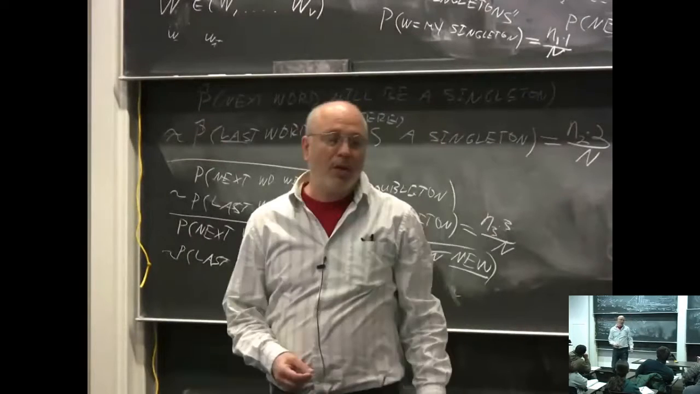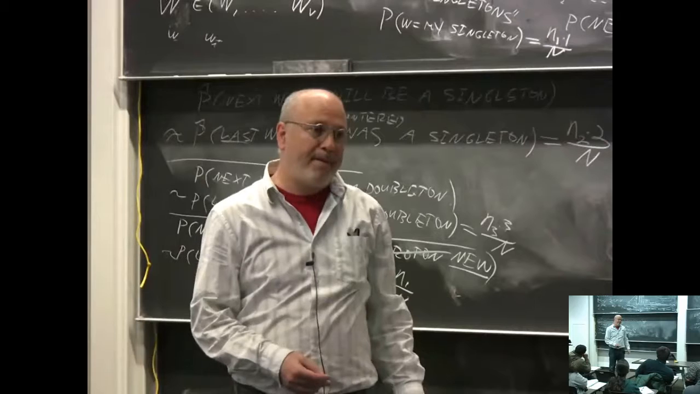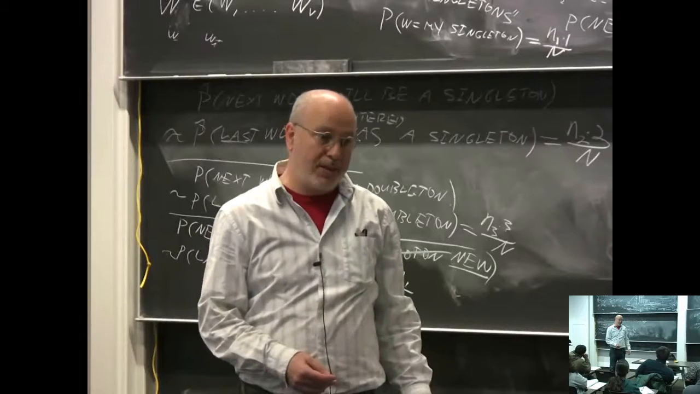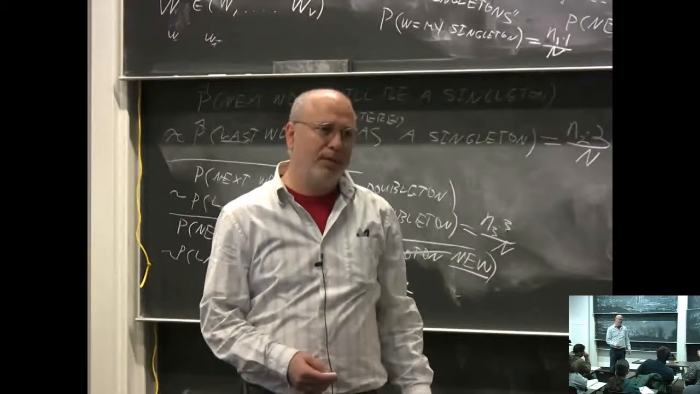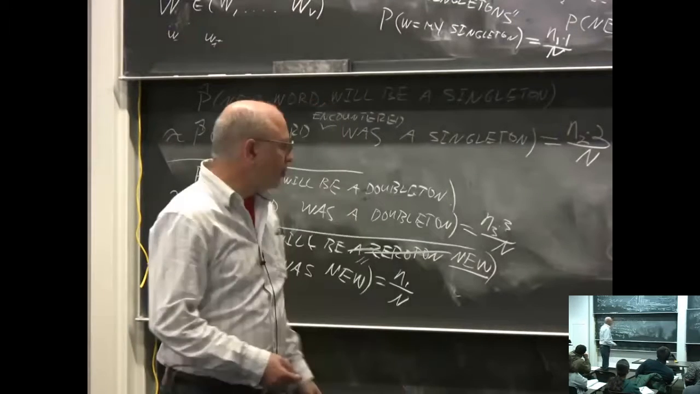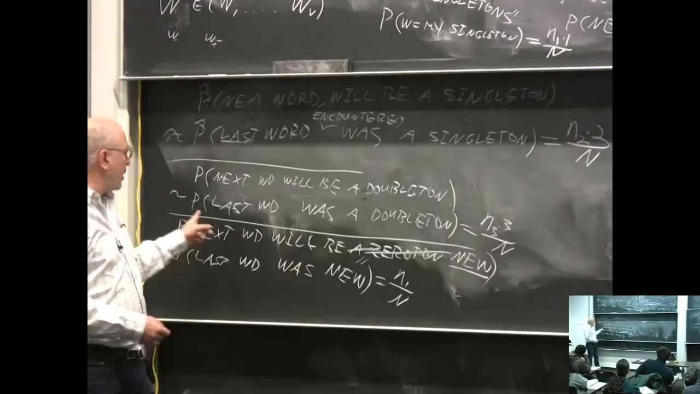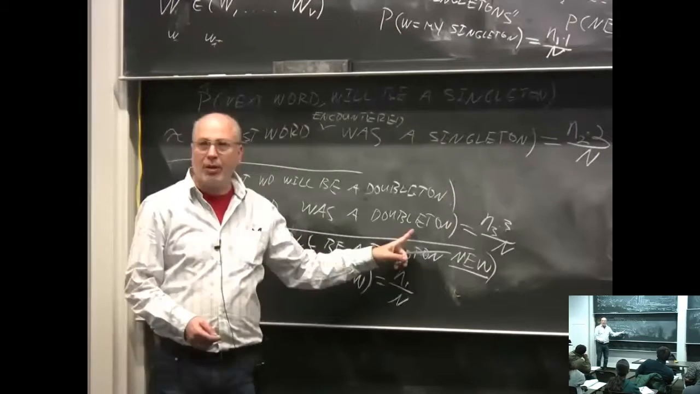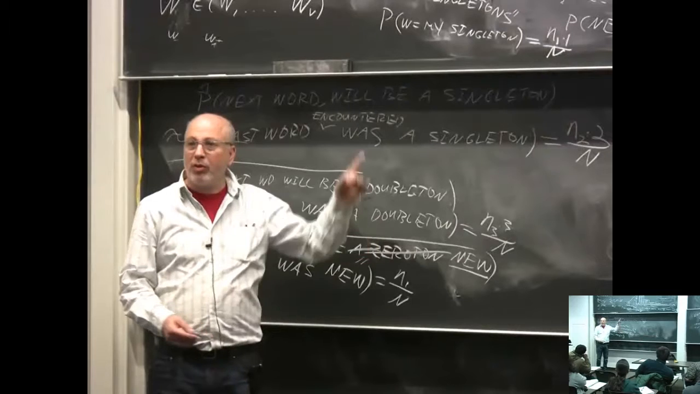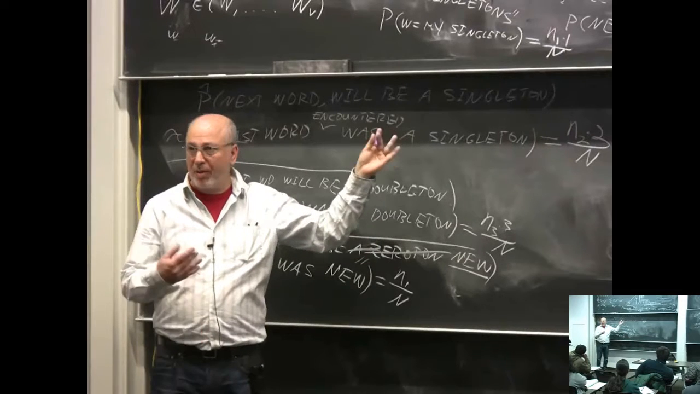So this last word was new was before you added, and the last word was doubleton is also before you added. Yes. I'm sorry, I should have made that clear. When I say the probability that the last word was a doubleton, I mean was a doubleton relative to the frequency table as it existed before I added that word.